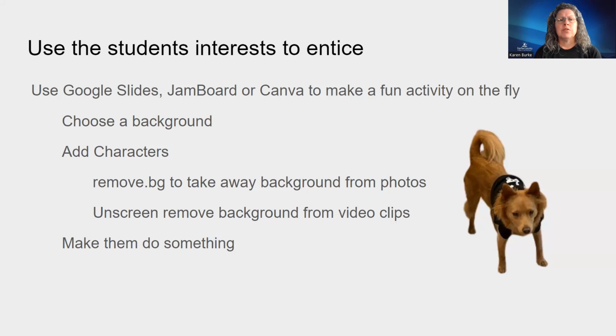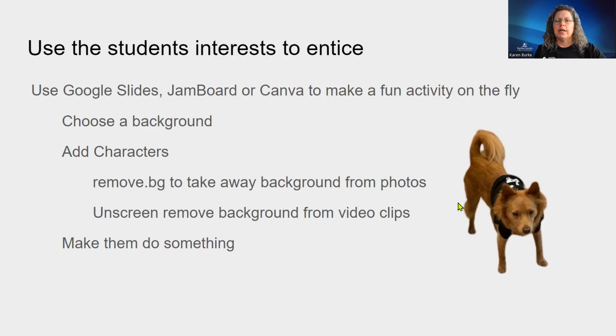So you could use something like Google Slides or Jamboard or Canva to make that activity. You're going to choose a background for your slide and add characters. A website called remove.bg can be used to take away background from photos of people or pets. You can see my dog. My dog Peanut is standing there. I took away the background behind this photo. So now when we're in edit mode, I can actually move him around just in the screen.